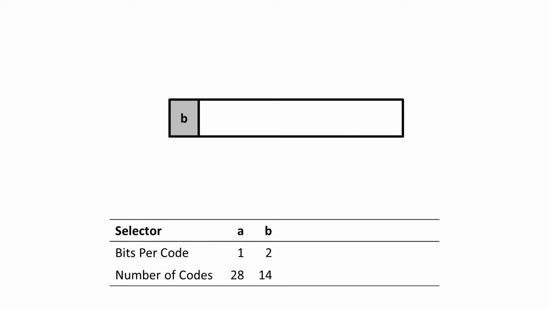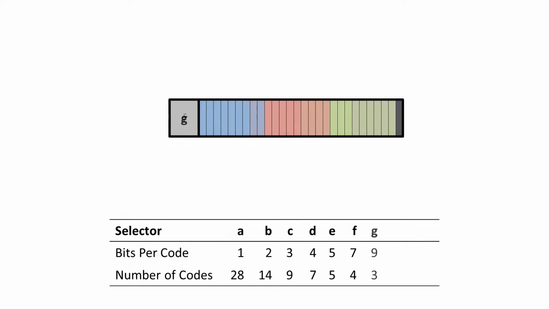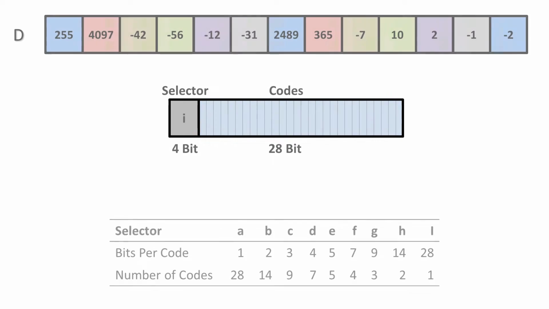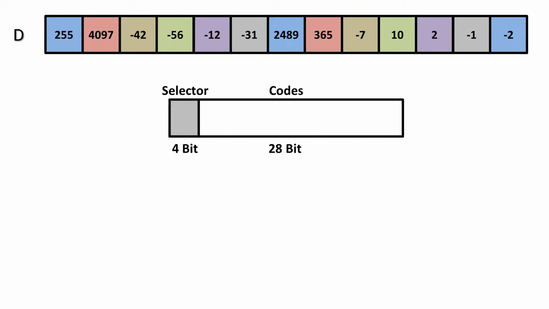Whenever there's a B in the selector, it tells us that we have 14 codes with 2 bits each. And whenever there's a C in the selector, it tells us that we have 9 codes with 3 bits for each code. And this game continues up until we have a single code word with 28 bits. So we're using Simple 9 to compress the array of differences D. And for explanation purposes, I believe it makes more sense to write the number of bits each value consumes rather than the absolute values. So here we go.